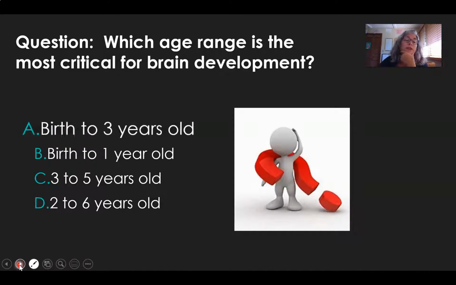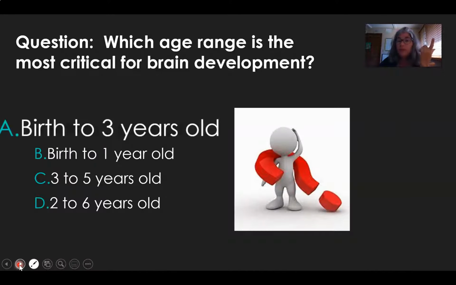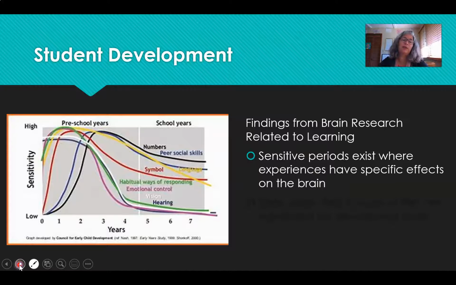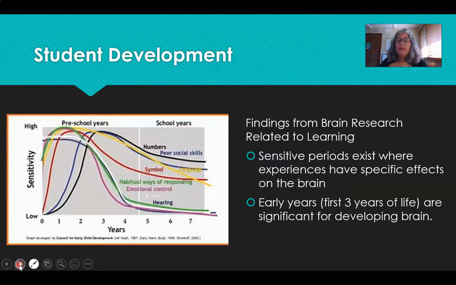Well, if any of you guessed birth to 3, ding ding, you're right. Those first 3 years are crucial for brain development. So I want to make sure you do have that in your notes. The early years, the first 3, extremely significant for brain development. Very important time period.